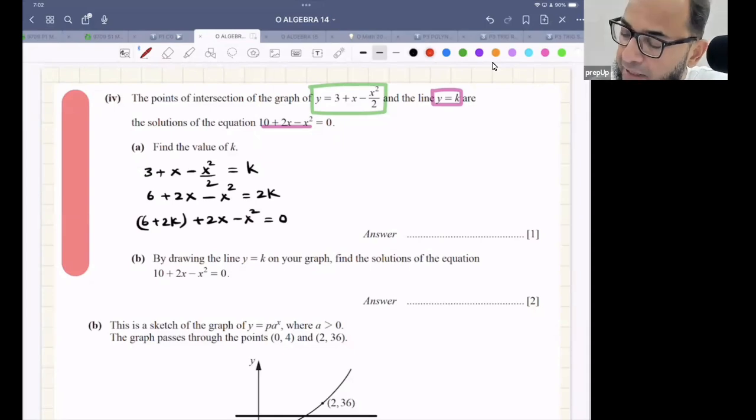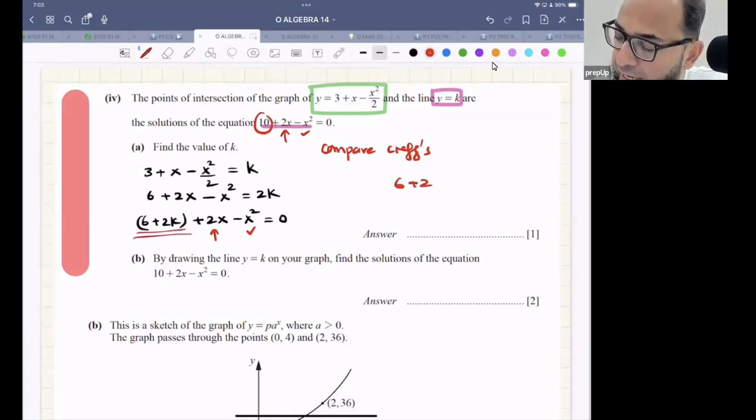If I compare with this, compare coefficients, what do I observe? Minus x square, positive 2x. Instead of 10, what do we have? 6 plus 2k. So 6 plus 2k is equals to 10. 2k is equals to 4. Therefore, k is equals to 2. Therefore, find the value of k. That is k is equals to 2.